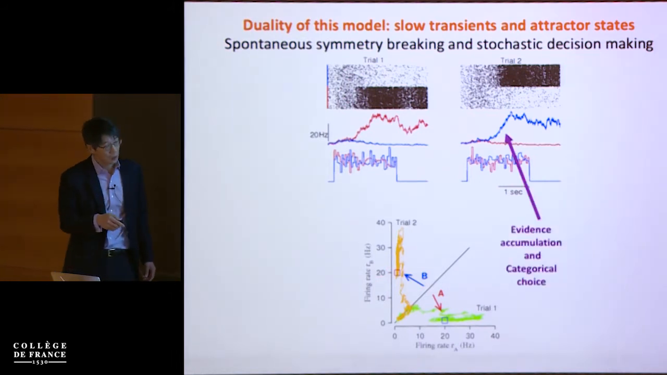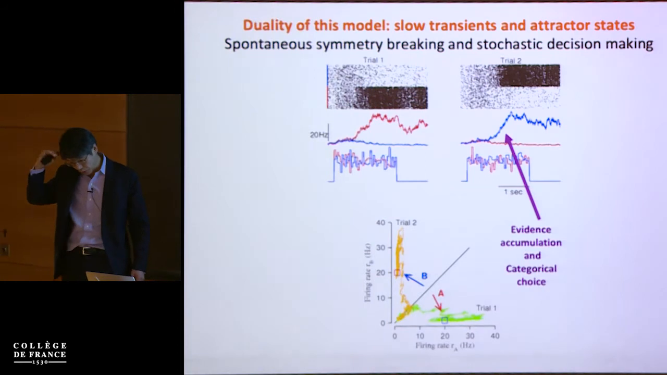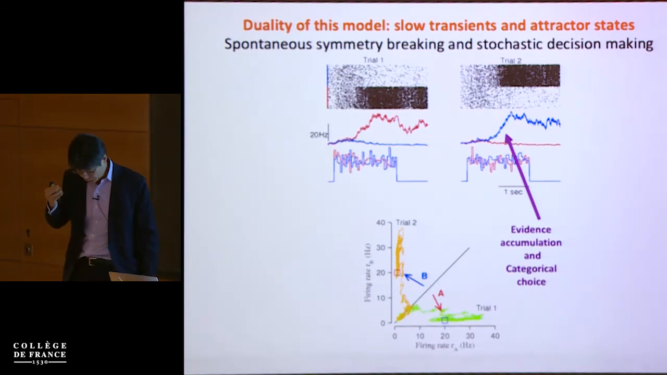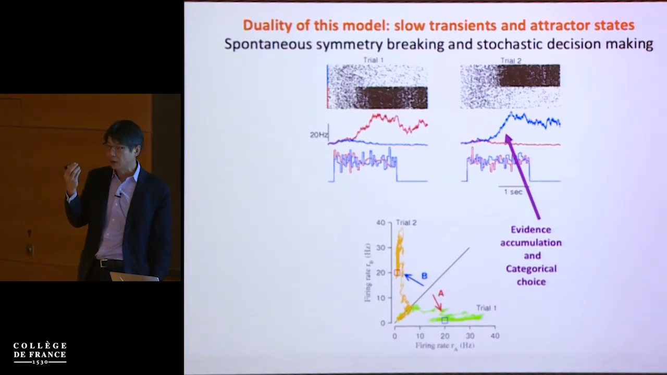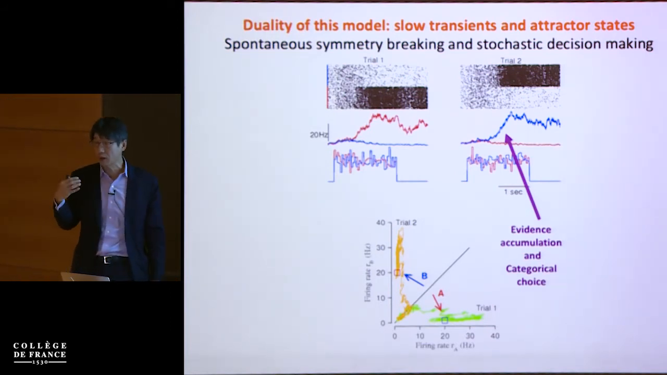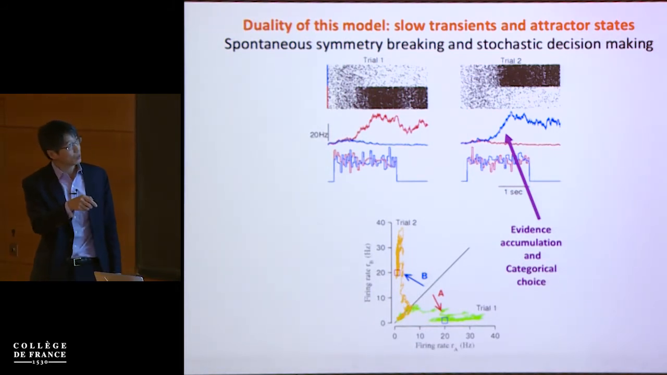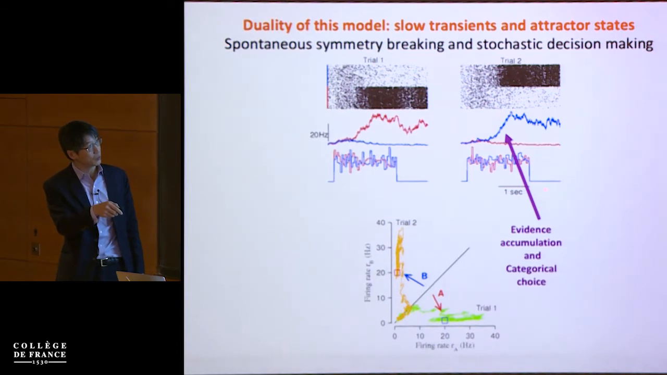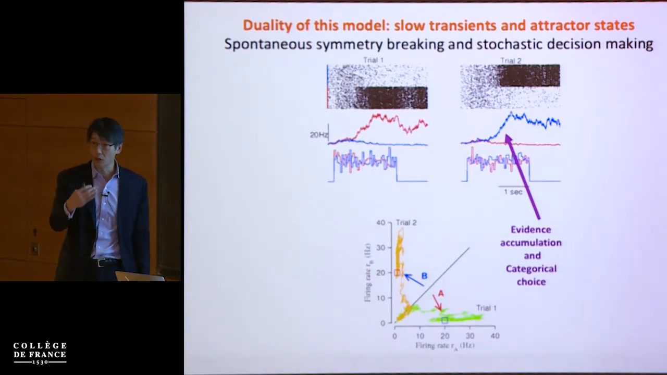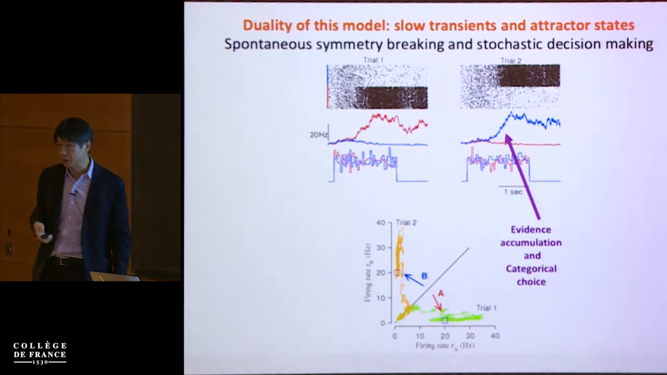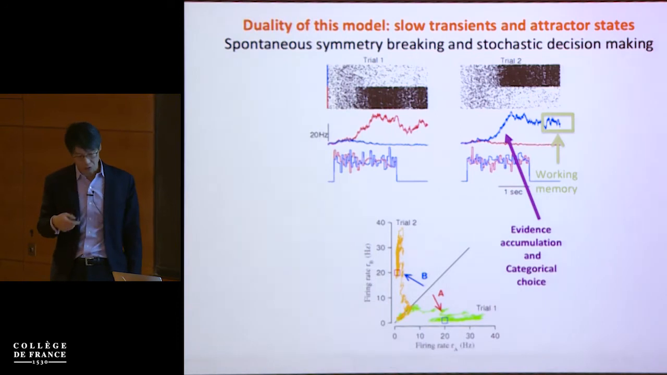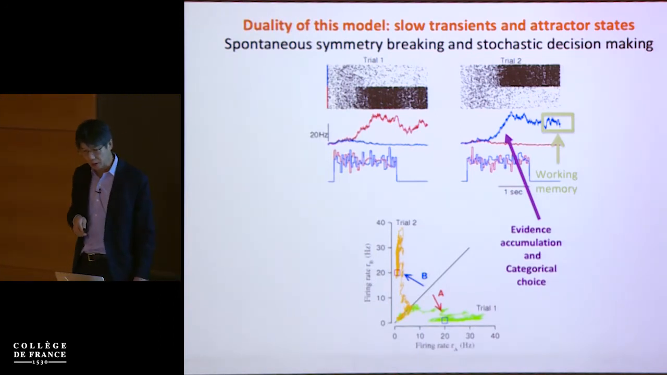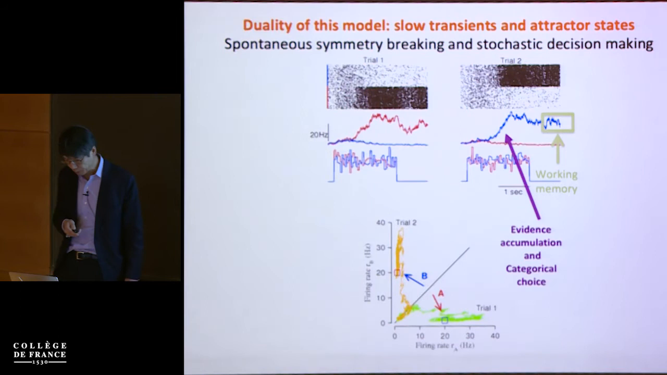Here, it's important, before I show the next slide, to emphasize that this network has an interesting duality. Although it's an attractor network, that gives you this categorical choice, it can also show this very slow transient on the time scale of more than 1 second that allows the system to integrate the information over time. Of course, the attractor dynamics is also the mechanism explaining persistent activity in working memory.